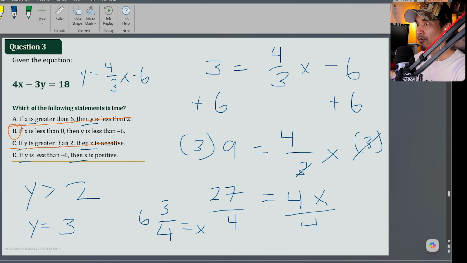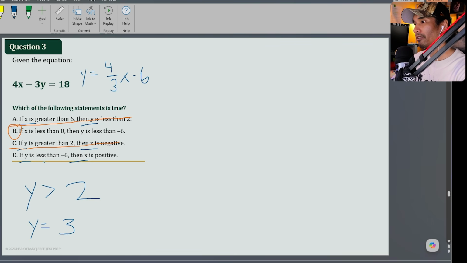So let's go ahead and move on to D. Okay, it says here, if y is less than -6, then x is positive. So we're going to choose a value, right, that is less than -6. Okay, less than -6. I'm going to say that y is equal to -7. Okay, I'm just choosing a number above or below the number that they give us. Okay, so y is equal to -7.